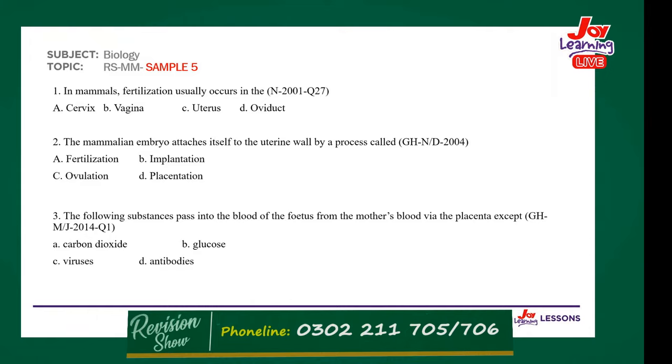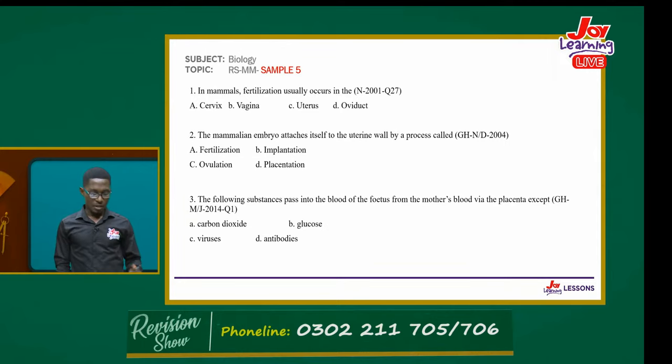Sample 5, in mammals, fertilization usually occurs where? The fertilization, where does it occur? Is it the cervix, the vagina, the uterus, or the oviduct? Question 2 for sample 5. The mammalian embryo attaches itself to the uterine wall by a process called what? During the teaching, we made mention of it. Question 3 of sample 5. Which of the following substances passes into the blood of the fetus from the mother's blood via the placenta, except which one? They use the word except. Except means which one is not the correct one. So all the other 3 are correct, and 1 will not be correct there.